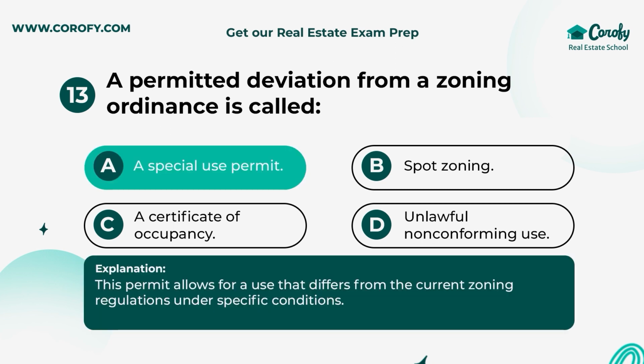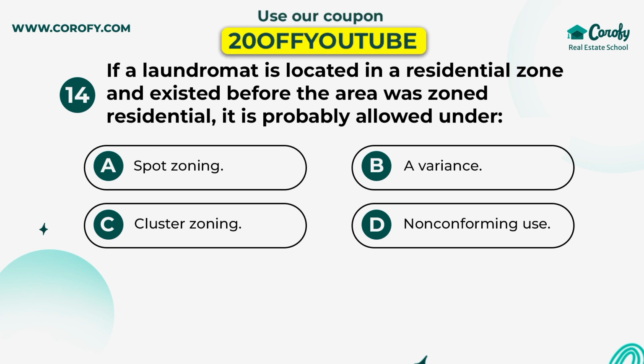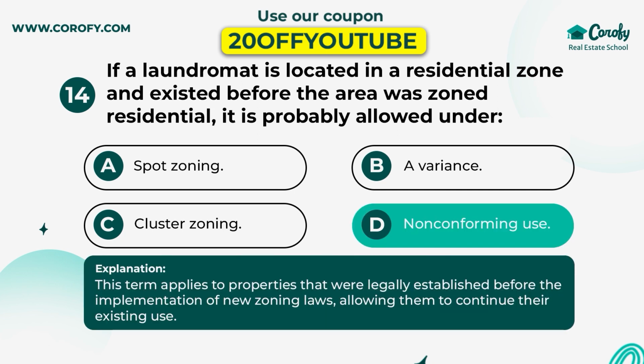This permit allows for a use that differs from the current zoning regulations under specific conditions. Question 14. If a laundromat is located in a residential zone and existed before the area was zoned residential, it is probably allowed under A. Spot zoning, B. A variance, C. Cluster zoning, D. Non-conforming use. The correct answer is D. Non-conforming use. This term applies to properties that were legally established before the implementation of new zoning laws, allowing them to continue their existing use.